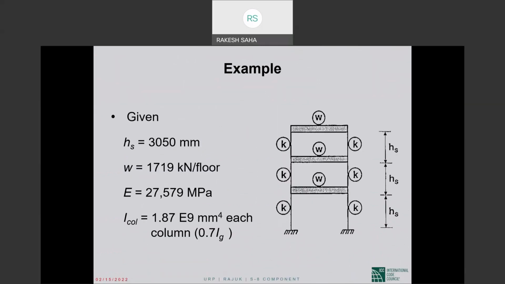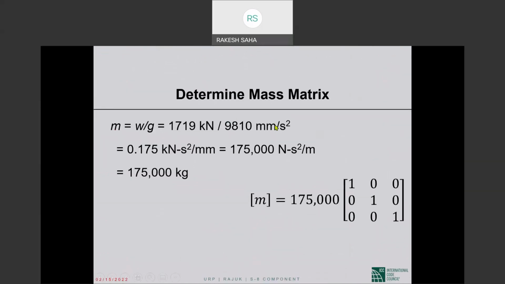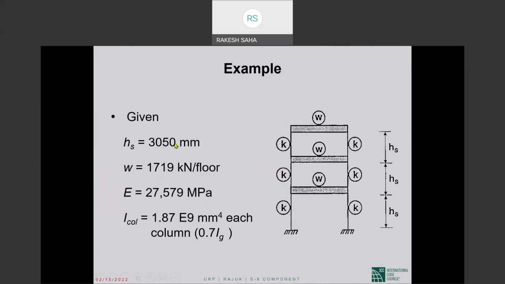Now, let us get down to numbers. Otherwise, I don't think anything really registers. So we will do this one-bay, three-story frame. This is the largest that can be done by hand, I think. So we took, again, numbers that were round in American units. When we converted, they're not round anymore, be that as it may. So the story height is 3050 millimeters. The weight at every floor level is 1719 kilonewton per floor.